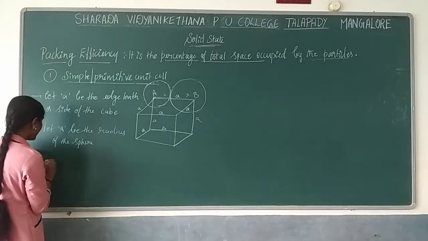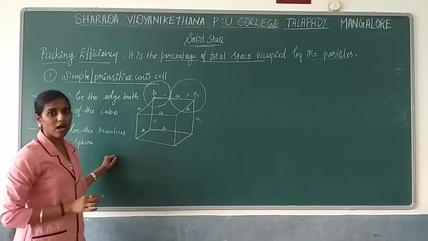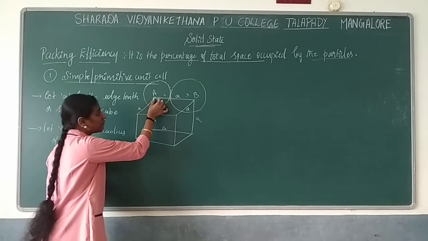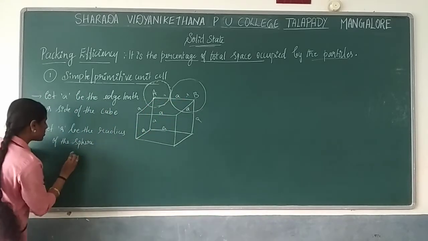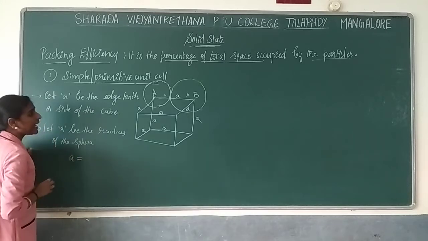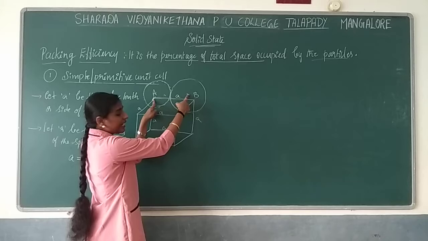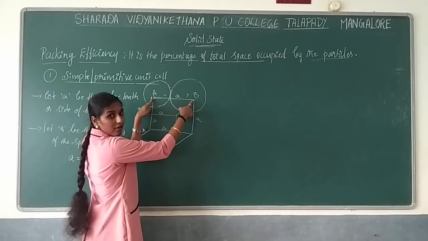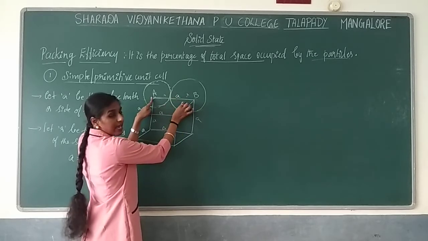Next, what you are supposed to do is relate this A and R. In all the unit cells, when you are deriving, what you have to do is relate the edge length as well as the radius. So you can write here A is equal to, edge length is equal to, if you are relating with R, edge length in the sense from here to here, whatever the distance will be there, that will be considered as A.